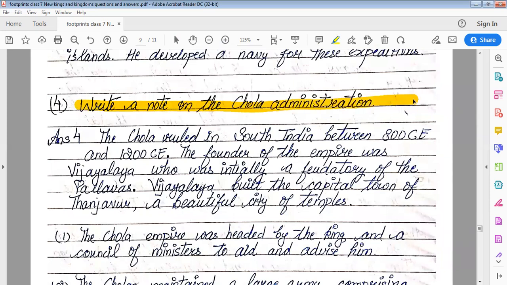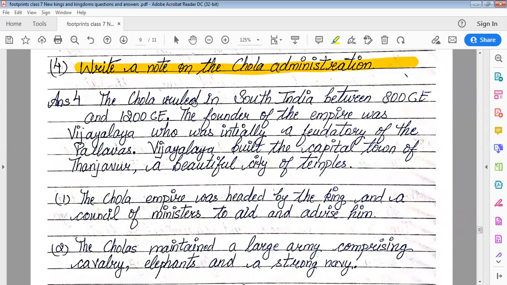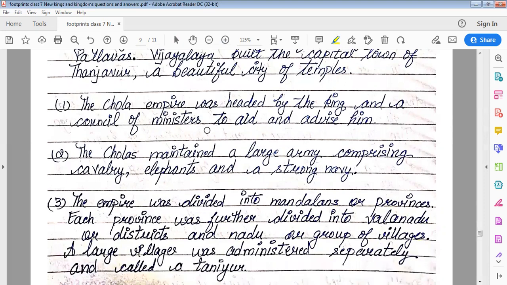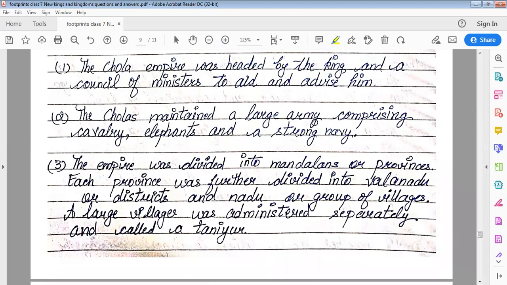Write a note on the Cholas' administration. The Cholas ruled in South India between 800 CE and 1200 CE. The founder of the empire was Vijayalaya, who was initially a feudatory of the Pallavas. Vijayalaya built the capital town of Tanjore, a beautiful city of temples. The Chola Empire was headed by the king and a council of ministers to aid and advise him. The Cholas maintained a large army comprising cavalry, elephants, and a strong navy.